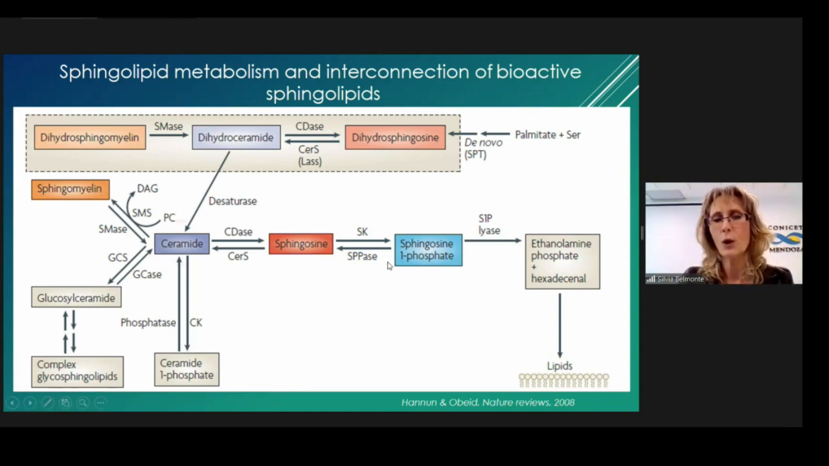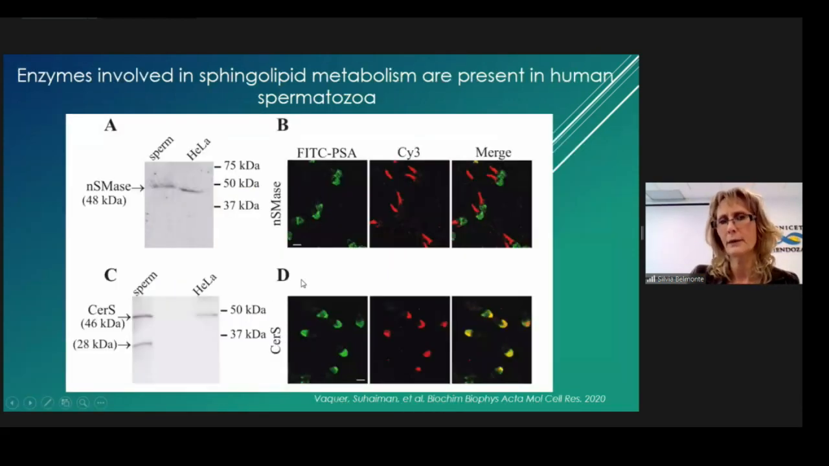Pero además de eso, un lípido que nos interesó mucho fue la ceramida, ya que es el nudo del metabolismo de los esfingolípidos, y puede ser sintetizada de nuevo, y así también se puede interconvertir en cualquiera de los otros metabolitos esfingolipídicos. Así que empezamos a estudiar las enzimas que estaban presentes en espermatozoides, y encontramos que en espermatozoides humanos estaba presente la esfingomielinasa neutra, la ceramida sintasa.